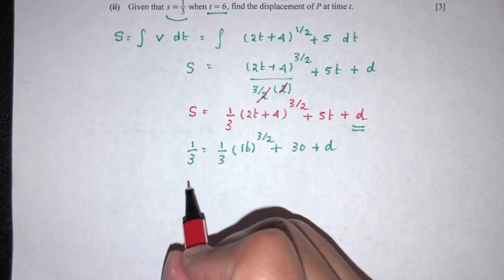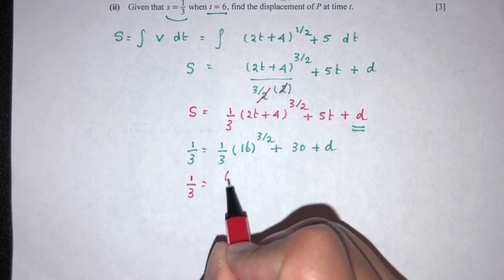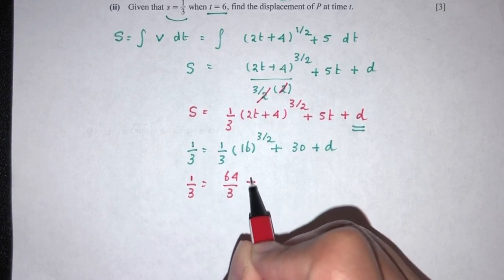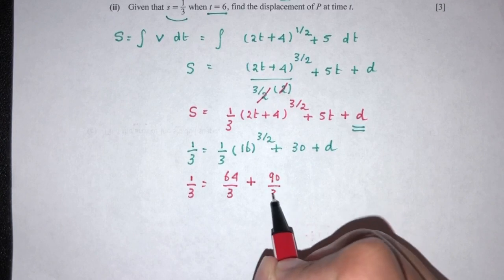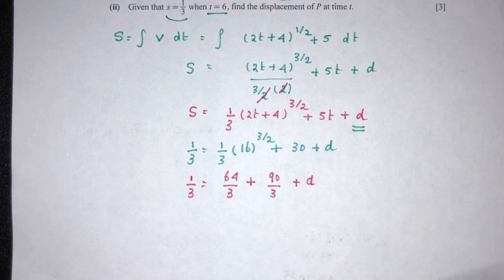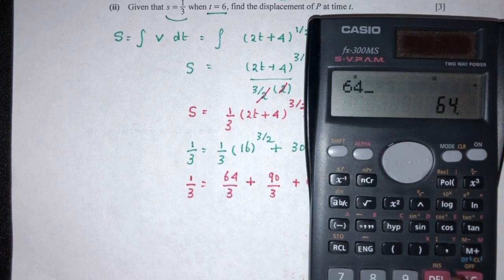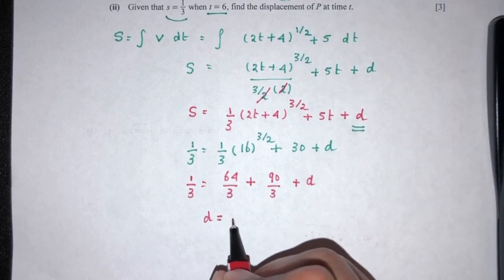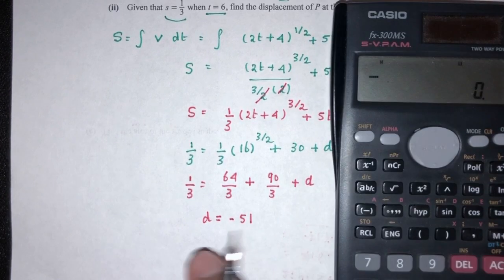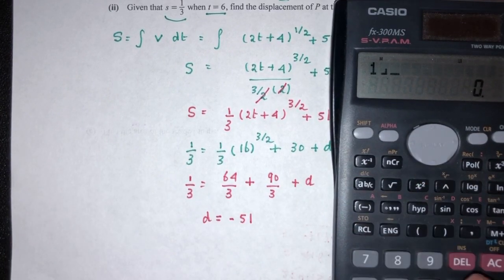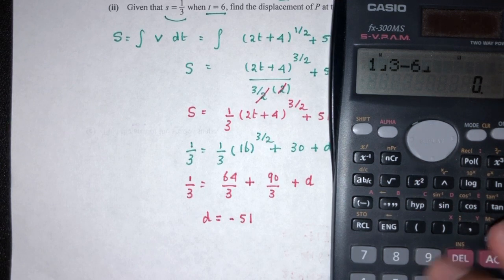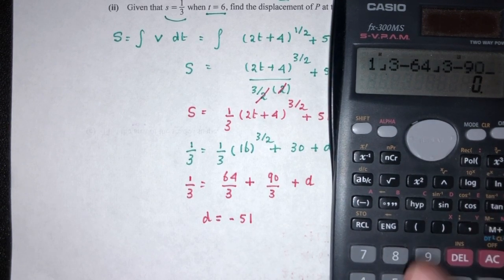So we have 1/3 is equal to 64/3 plus 90/3 plus d. Let's see what happens. So we have 64 plus 90, then 1 minus that answer, divided by 3. So d will be minus 51. Let's check again. Send everything to the left-hand side: 1/3 minus 64/3 minus 90/3. That will be minus 51.